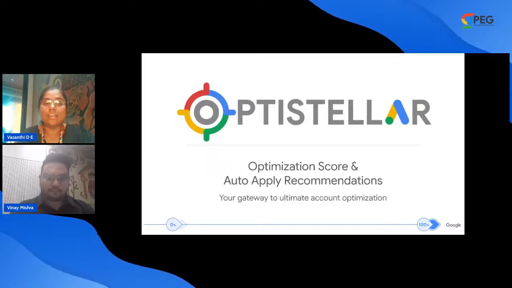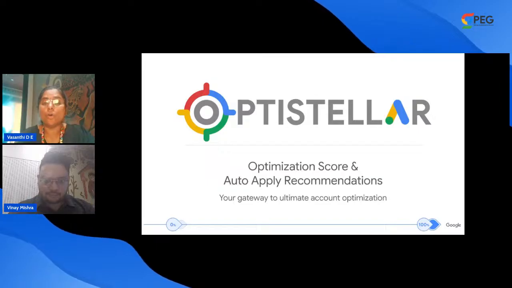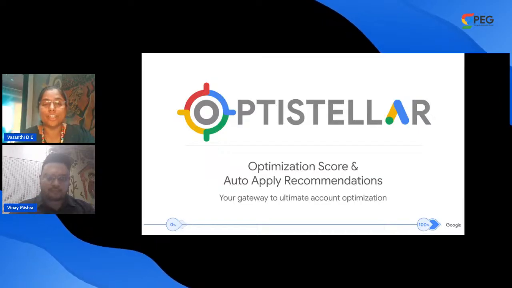We are discussing optimization score and auto apply recommendations for today's session.